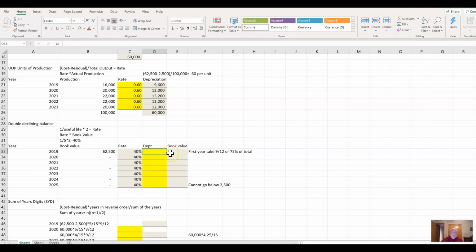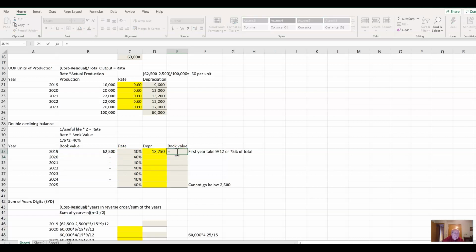Okay. Now, for the first year, it's a partial year, so we use the 62,500 because that's our book value. There's no depreciation. Remember, book value is cost minus depreciation. We haven't taken any depreciation yet, so it's 62,500 times 40% times 9/12. So that's your 18,750.